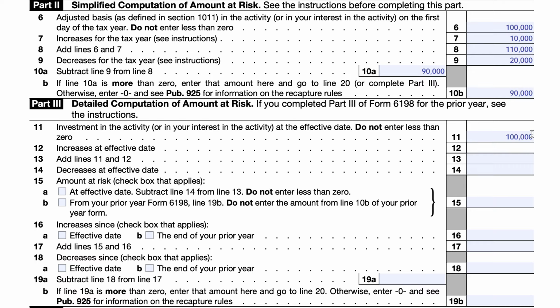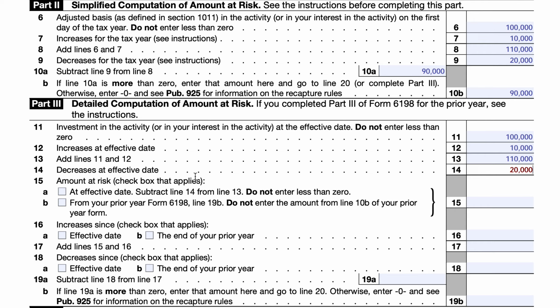So let's just say that it's $10,000. We're going to add this together. And now the decreases at the effective rate include all of the items that we previously mentioned. And so let's just say that that's kind of the same.